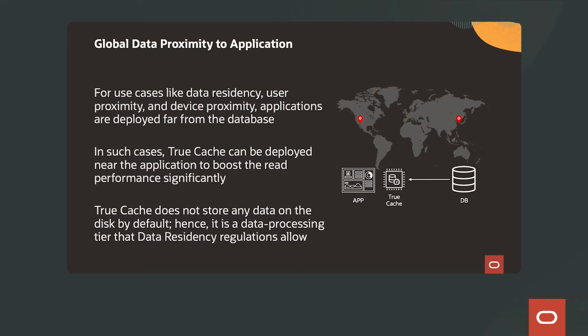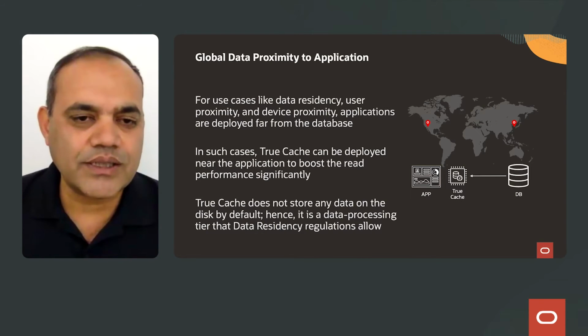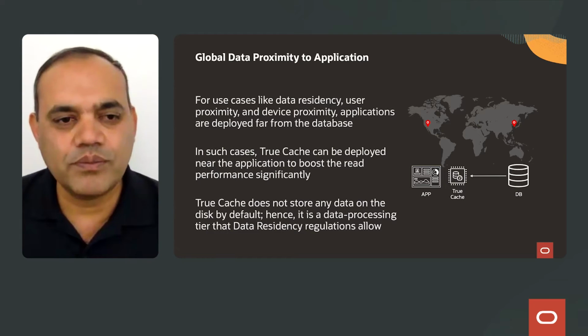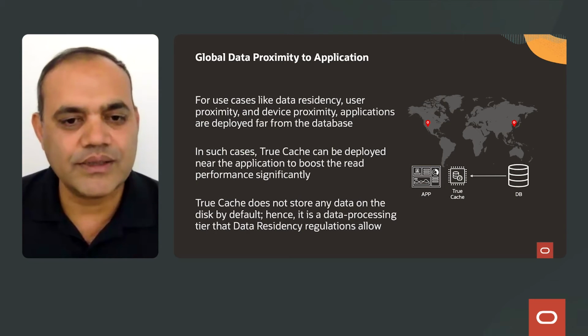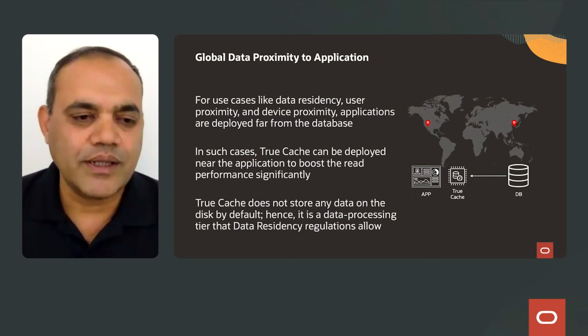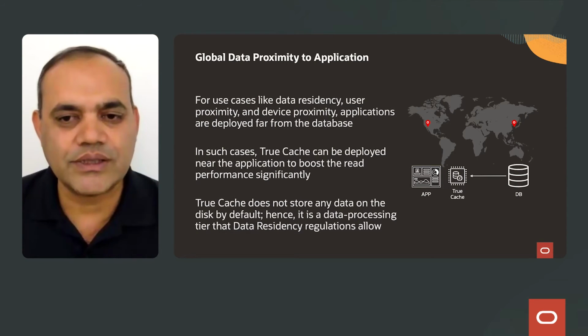For use cases like data residency, user proximity, device proximity, applications are deployed far from databases. In such cases, true cache can be deployed near the application to boost the read performance significantly. As true cache does not store any data on the disk by default, it is considered a data processing tier component that data residency regulations allow.